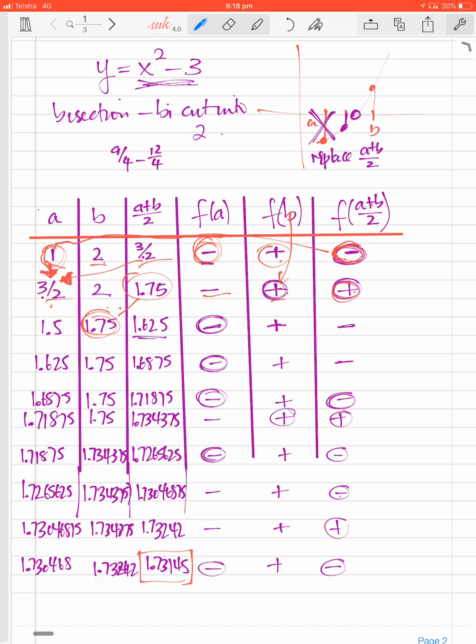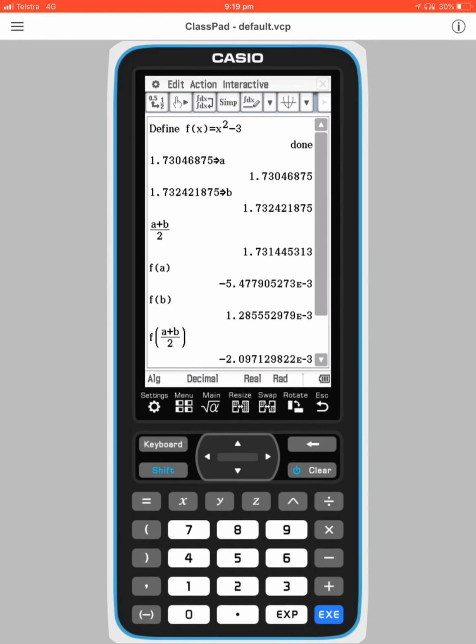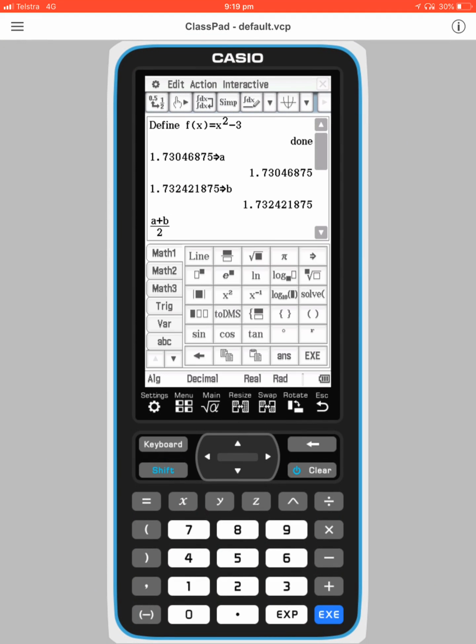We replace it, so there, and then we do the same thing again. Grab those two values, halfway point, negative, positive. When we sub the halfway point in, we get a negative. So here we replace A, and we leave B to be the same. If you want, you could call this C, and you could say F of C, and then you know you've got to replace A or B with C. The way you would do it in this case is you would say store that into C.